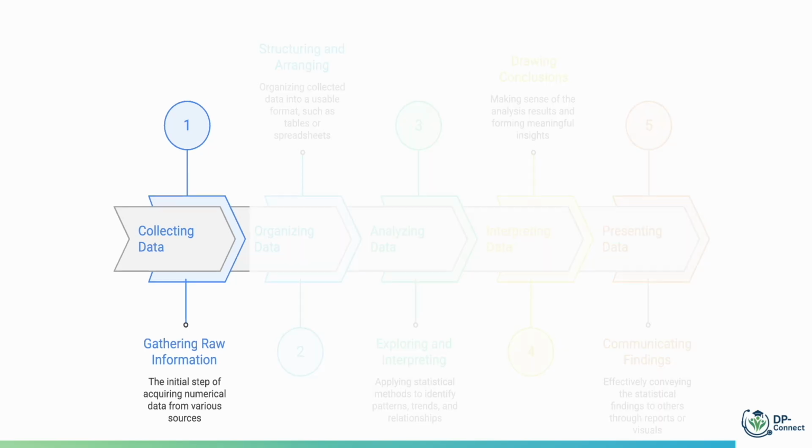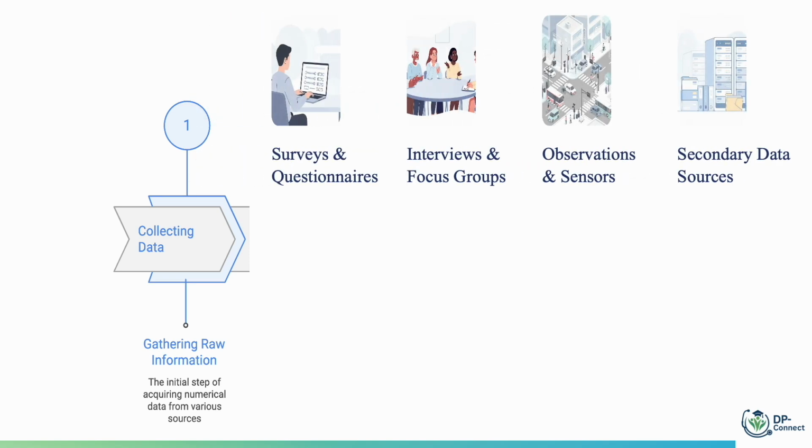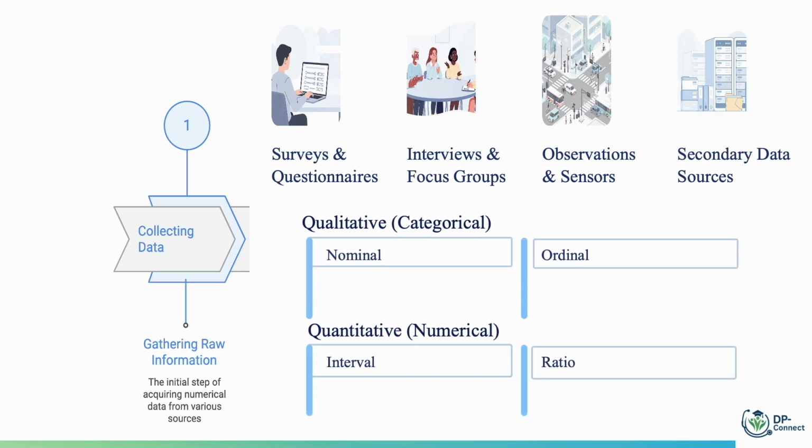The first step in statistics is collecting data. This refers to gathering raw information from various sources. Data can be collected through surveys and questionnaires, interviews and focus group discussions, direct observations, sensors, or from secondary data sources such as records and reports. While collecting data, it is also important to understand the type of data we are dealing with. Broadly, data can be classified into categorical data and quantitative data.